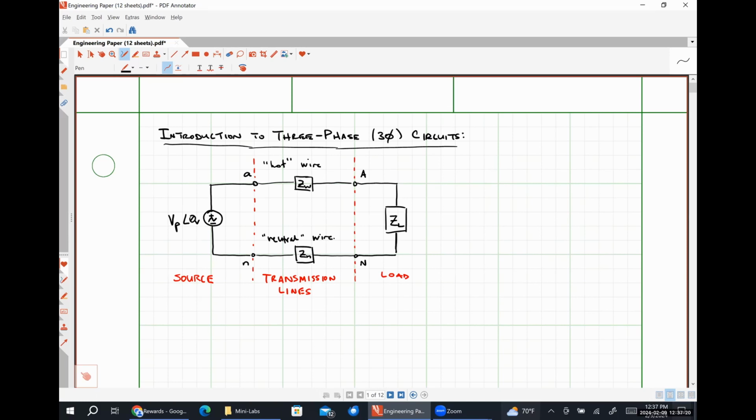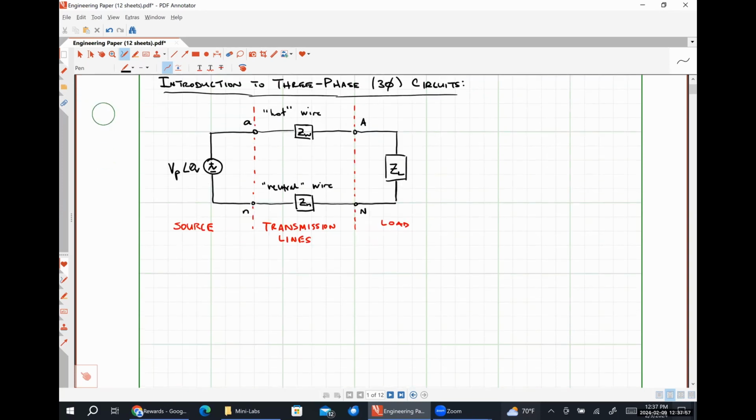We have some sort of voltage source. Like I said, it could be as simple as an outlet, might be a single phase transformer or something like that. We connect to that voltage source some wires, and then we connect our load to the other end of those wires, and we've completed our circuit. So this is perfectly acceptable for delivering moderate amounts of power over short-ish distances. But for long distance and for large amounts of power, typically a three-phase system is used.